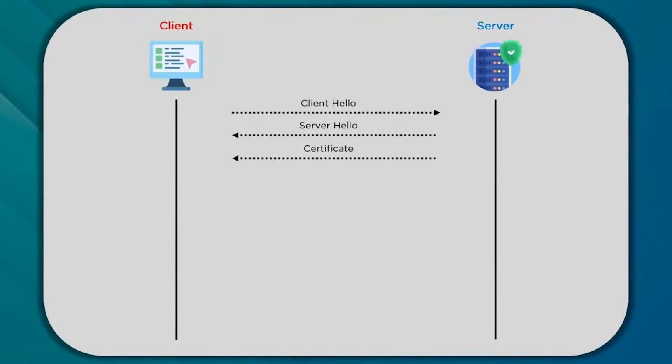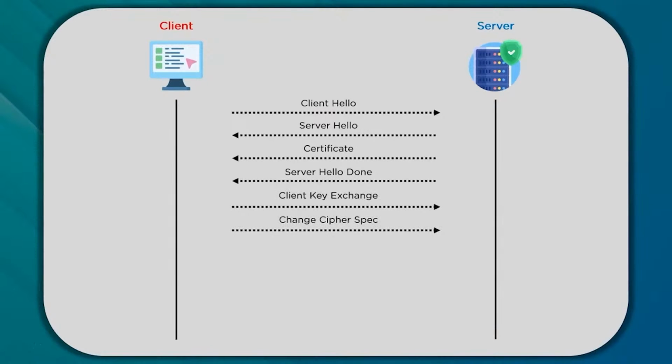At this point, the server's hello signal is complete. The client exchanges a secret key with the server to encrypt the data, and the cipherspec parameters are changed accordingly. The client has now finished its own handshake activities.